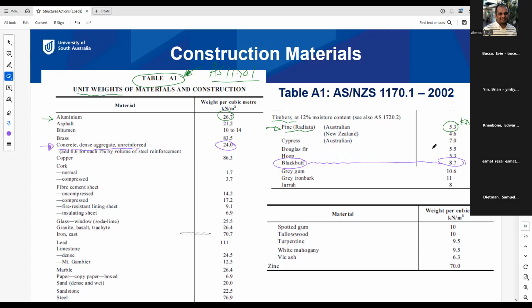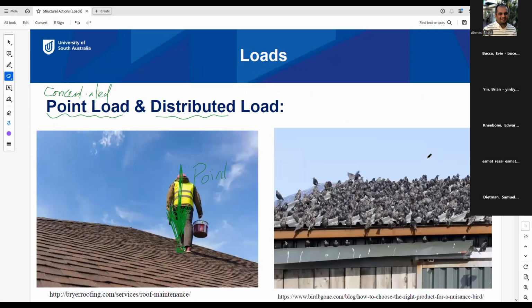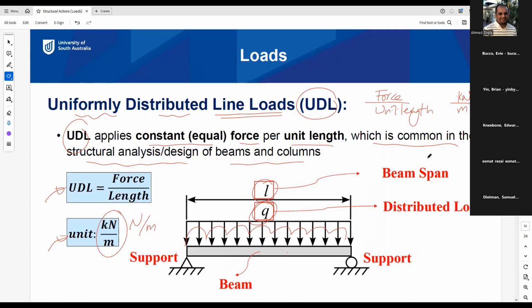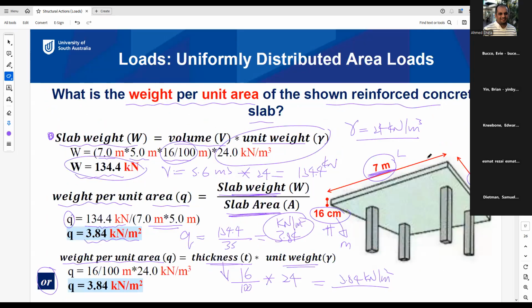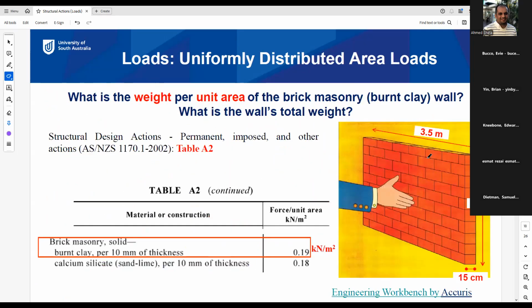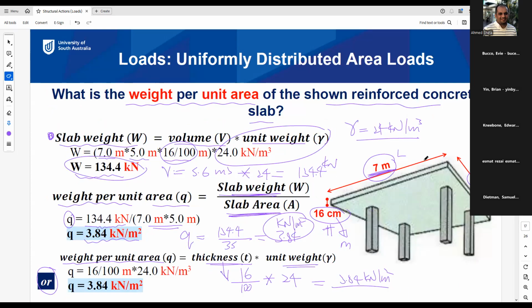8.7 kilonewton per cubic meter. Right? So this is how to find the unit weights, which will be in table A1 of the Australian Standard 1170.1. So this was an example of a slab.